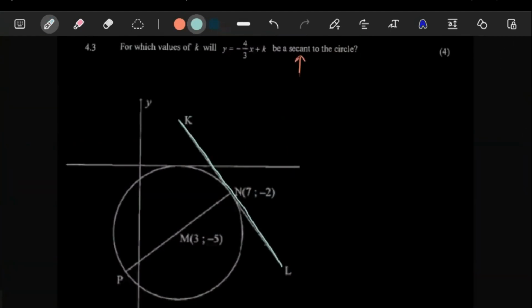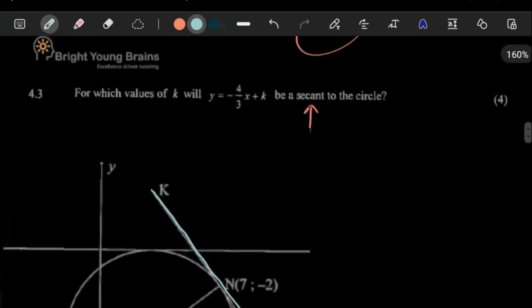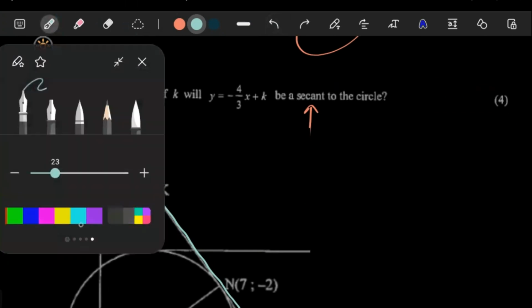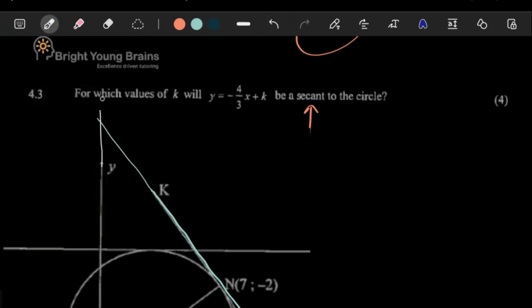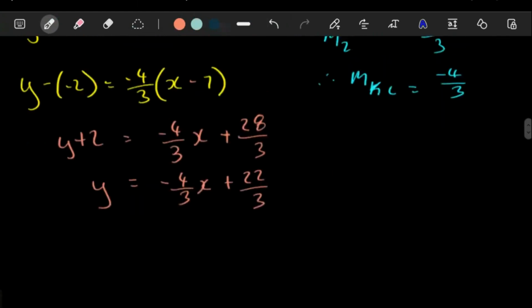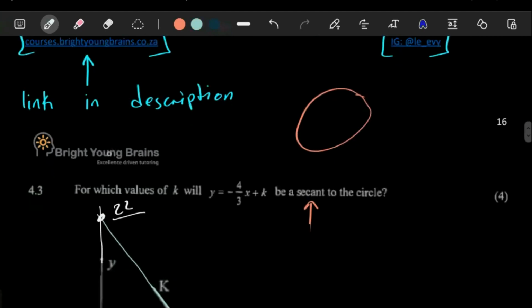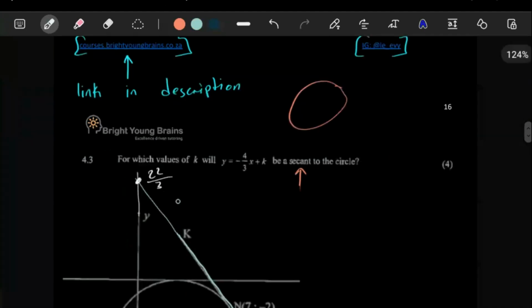So they're asking, what does the value of k need to be? The value of k, remember, is just the y-intercept of your line. So you see here, your y-intercept starts by being a value that is up there. The y-intercept here, we got it to be 22/3. So this line, the way it is, is a situation where the value of k is 22/3.